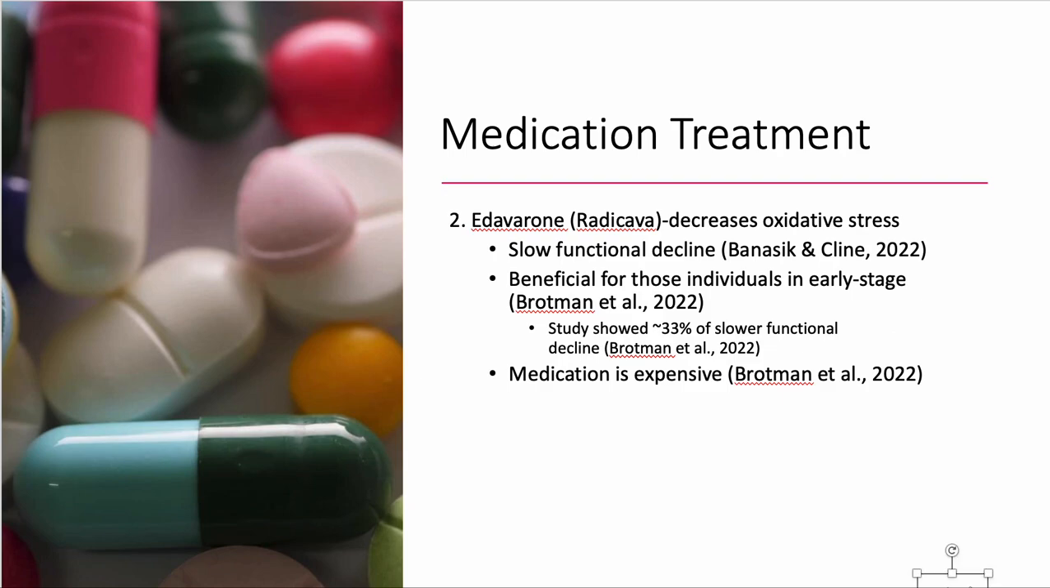Next is the second FDA-approved medication, which is Edaravone. It decreases oxidative stress. Now, this medication has been shown to slow functional decline, and it seems to be more beneficial for those in the early stage of ALS. And by early stage, this is regarding those that have experienced symptoms for less than 2 years.